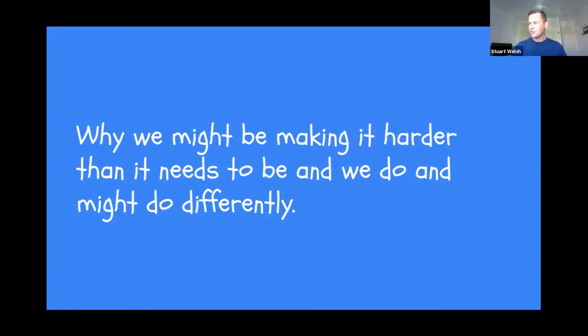So let's see. I don't know if this is comfortable reading or not, but it could be that we might be making learning maths harder for students than it needs to be. And here are some of my thoughts on how we might be able to do things slightly differently.